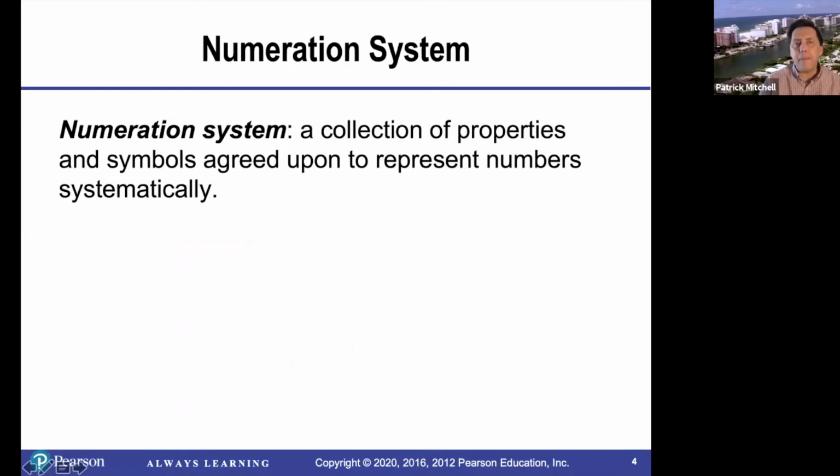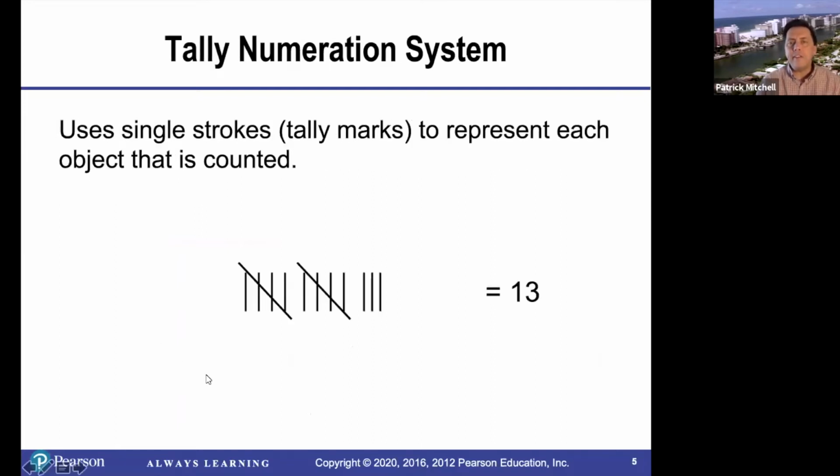A numeration system is a collection of properties and symbols agreed upon to represent numbers systematically. So here's a system that I use, and you probably use it. If I'm trying to count something, for example, how many times did a certain thing come up in a list, I will use tally marks, like you see here, which use single strokes to represent each object that is counted. And to make them easier to count, we traditionally lump them together in groups of 5. All right, so here's an example of 13 written with a tally system.